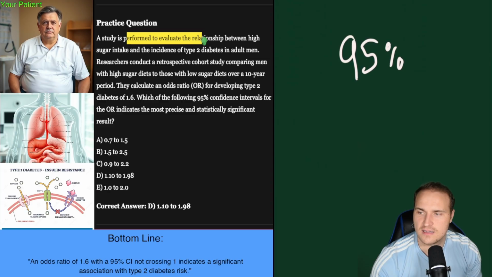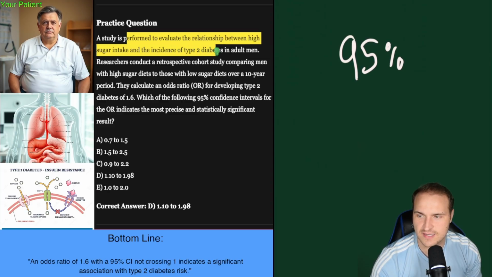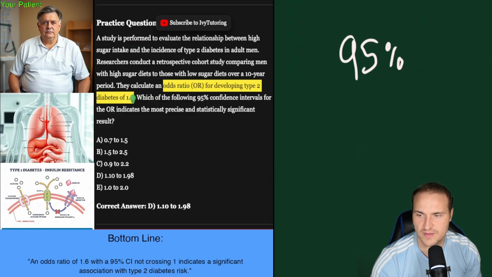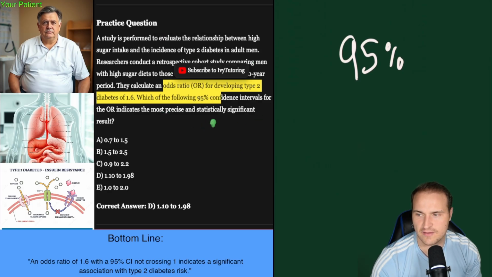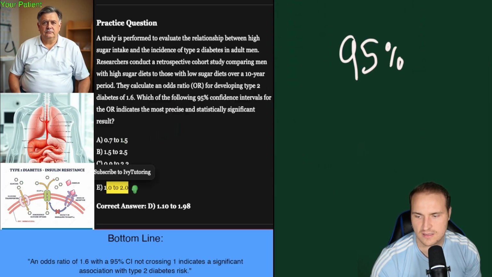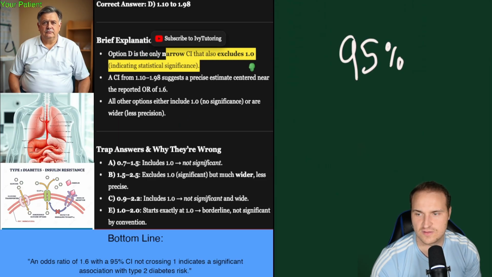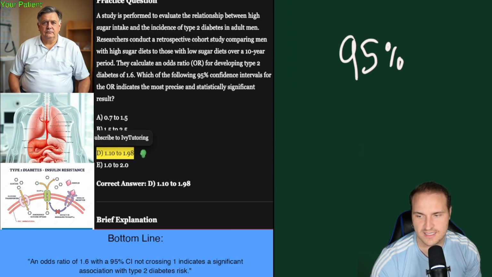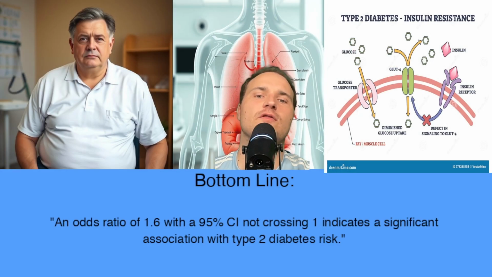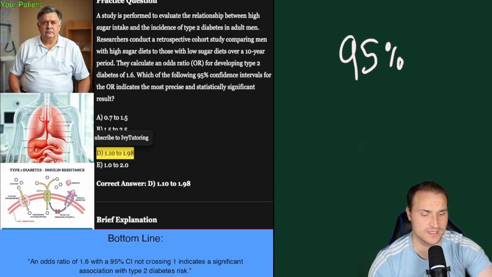A study evaluates the relationship between high sugar intake and incidence of type 2 diabetes. The calculated odds ratio for developing it is 1.6. Which of the following 95% confidence intervals for the OR indicates the most precise and statistically significant result? Contains 1? So it's a narrow confidence interval that excludes 1, and so the answer is D. Bottom line, an odds ratio of 1.6 with a 95% CI not crossing 1 would be a significant association for what this dude has, which is type 2 diabetes.